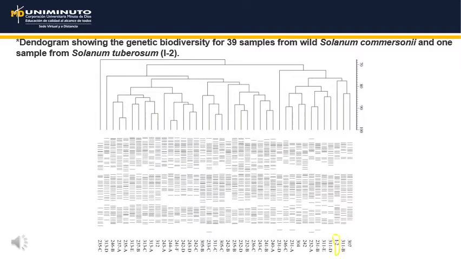This dendrogram shows the big variety between the wild Solanum species or varieties and the common potato (Solanum tuberosum). This allowed them to conclude the existence of high genetic variability in the wild varieties evaluated, opening a big possibility for plant breeding applications.